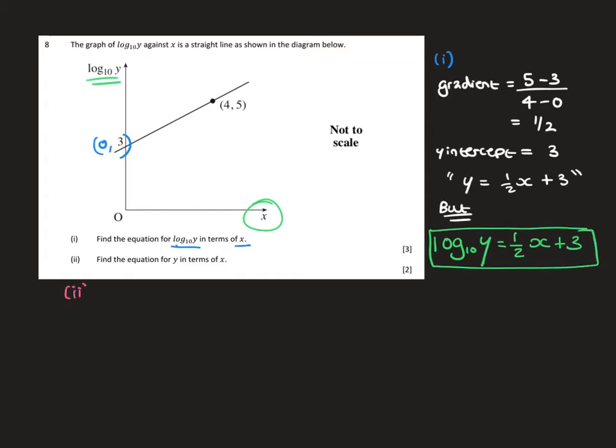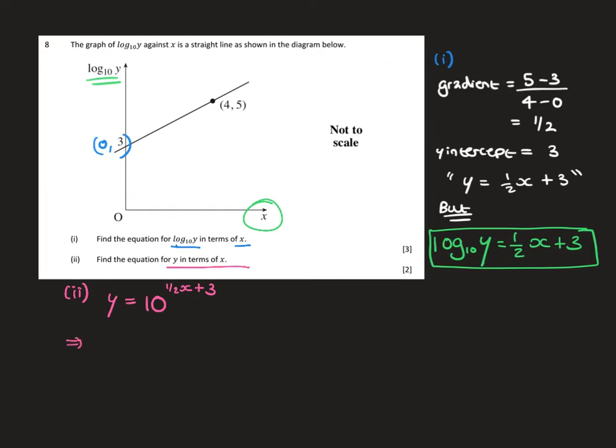Now part 2, find an equation for y in terms of x. We need to raise both sides to the power of 10, which will cancel out log to the base 10 on the left-hand side. On the right-hand side, we'll have 10 to the power of a half x plus 3, and you are absolutely allowed to leave your answer in this format here.